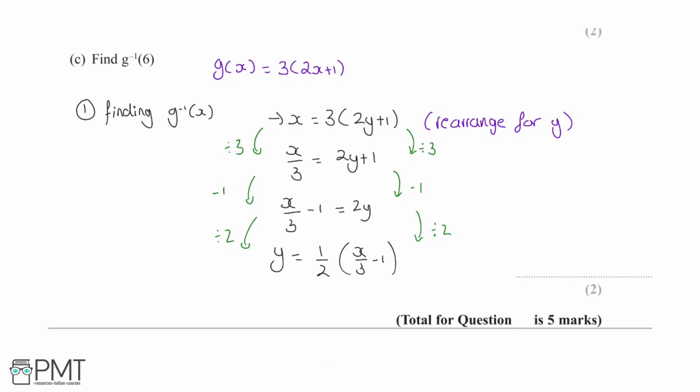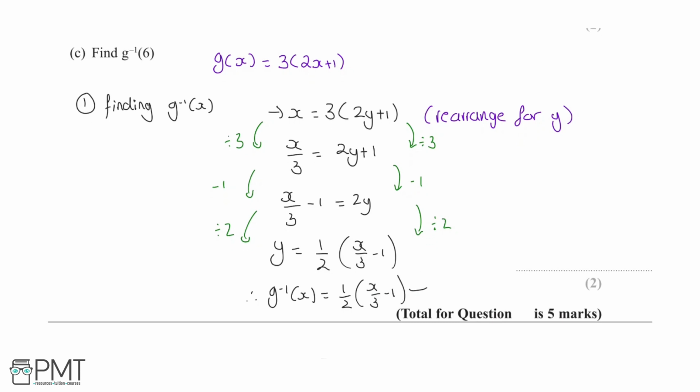Finally, we're going to replace y with the inverse of g of x, and we're going to say therefore the inverse of g of x equals half times (x over 3 minus 1). So now, coming up here, the inverse of g of 6 equals half times (6 over 3 minus 1). 6 over 3 is 2. 2 minus 1 is 1. 1 times a half is a half. And we can write that in the answer space like that.